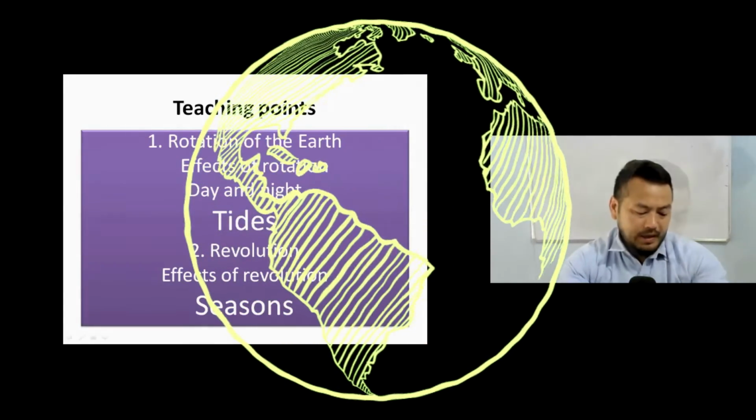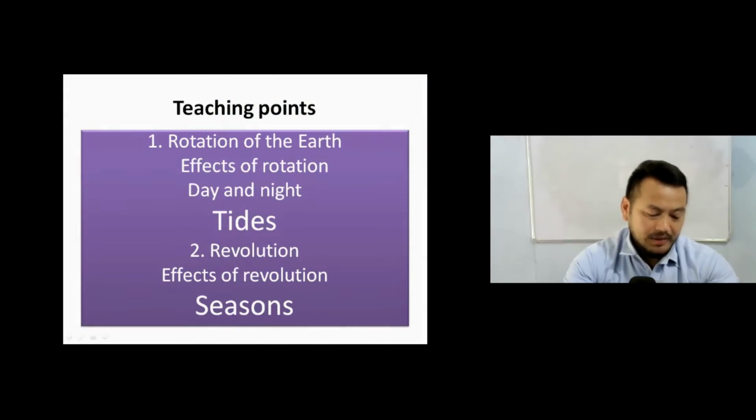And we all know planets in our solar system, including the earth, rotate on their axis. Simultaneously, they also revolve around the sun in their orbit. The two major types of motions of the earth are called rotation and revolution.